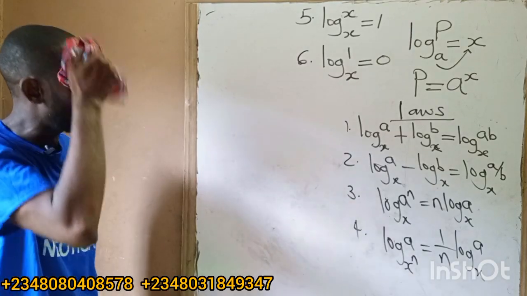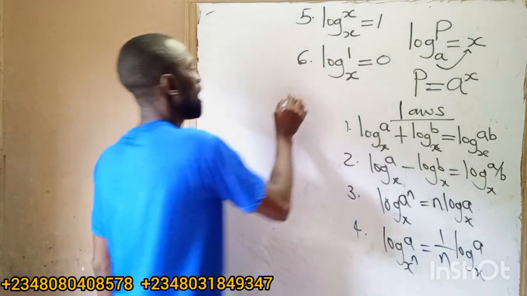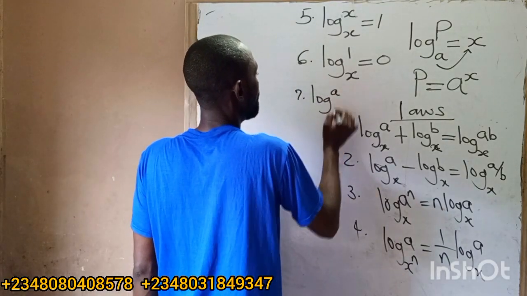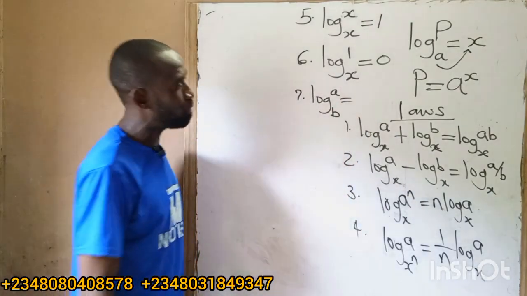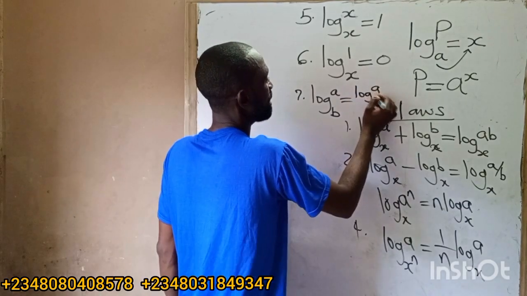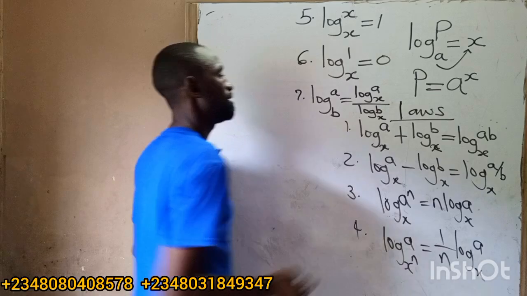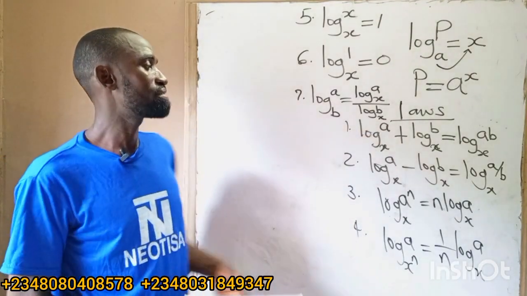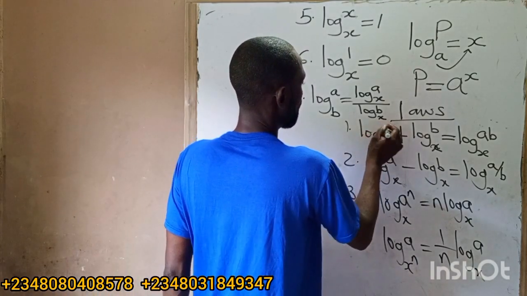And one powerful law that we call change of base. So the seventh one, if I have log of a base b, and I want to change to base x, I want to change this b to base x, it will be log of a base x all over log of b base x. Okay? I've changed that base b to x. These are the laws under logarithm.